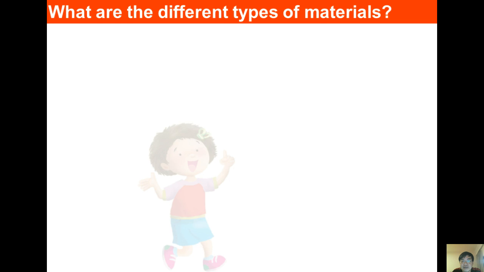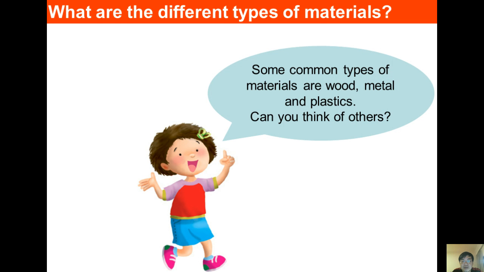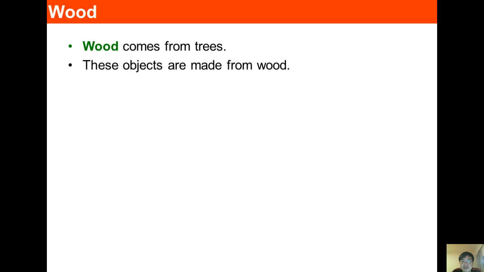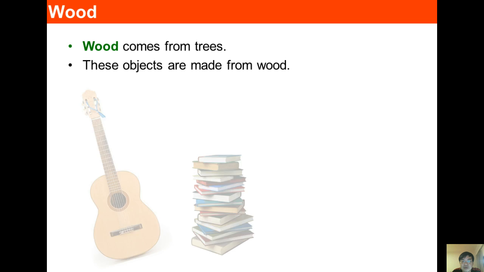Let's carry on. Some common types of materials are wood, metal, and plastic. Can you think of others? Let's take a look at wood at this moment. Wood comes from trees. These objects are made from wood.